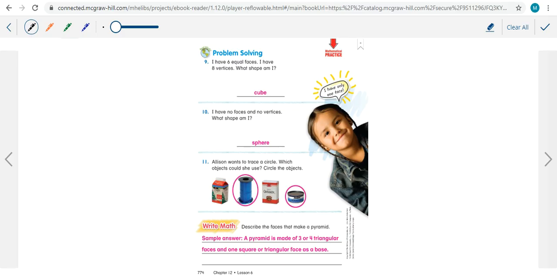Number 11. Allison wants to trace a circle. Which objects could she use? She could use the second one and the last one. Why? Because they have a circle as a face. Describe the faces that make a pyramid. You will write the answer of pyramid in your book. A pyramid is made of 3 or 4 triangular faces and 1 square or triangular face as a base. Okay, so copy the answer for pyramid in your books.